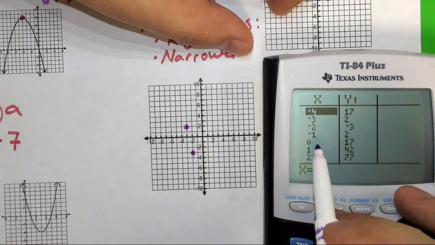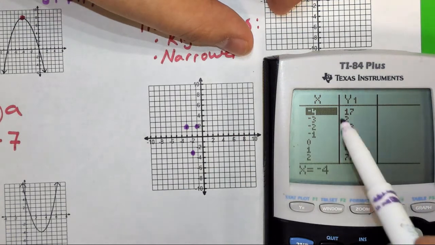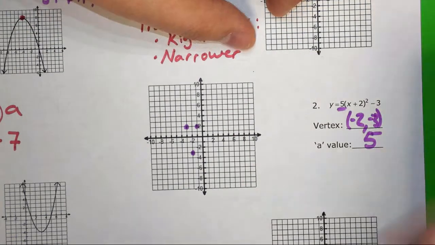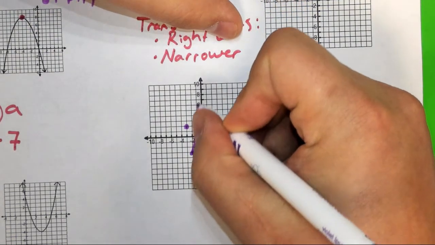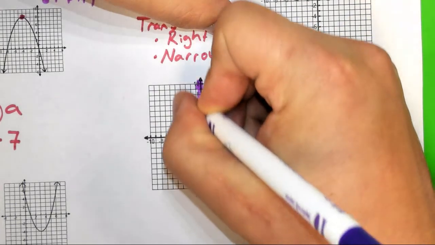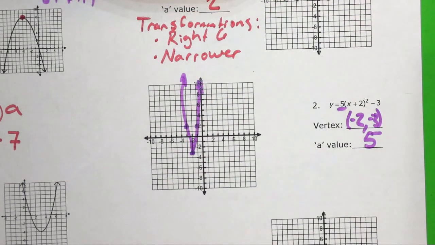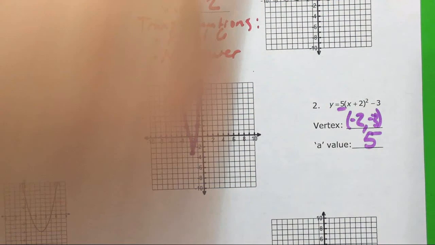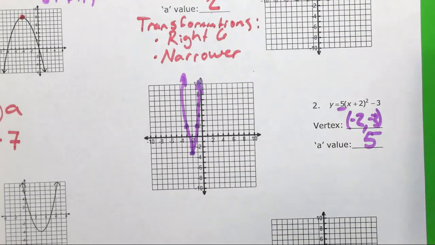This guy's going to be super skinny. Really narrow on this one, because that's all that can fit, just those. Okay, so we got something like that. Let's go ahead and put that parent function in here again so we can see what the differences are.